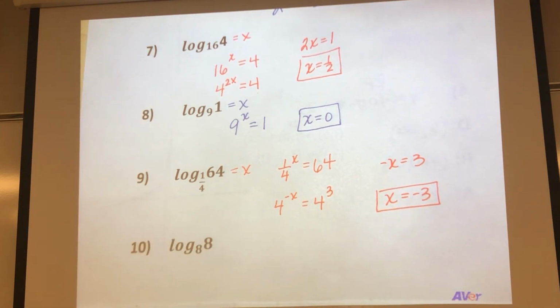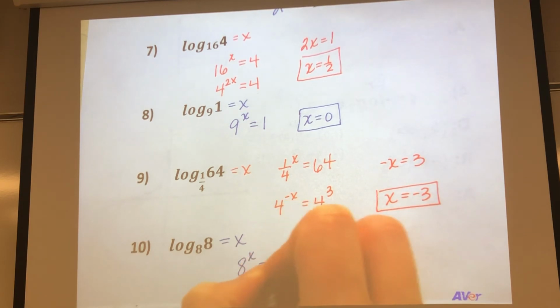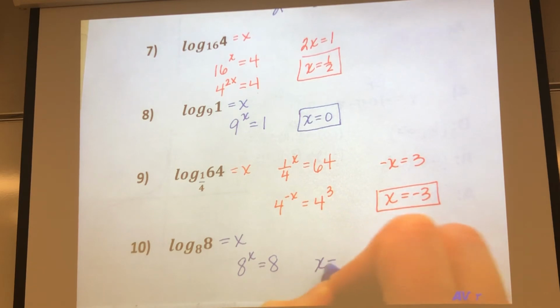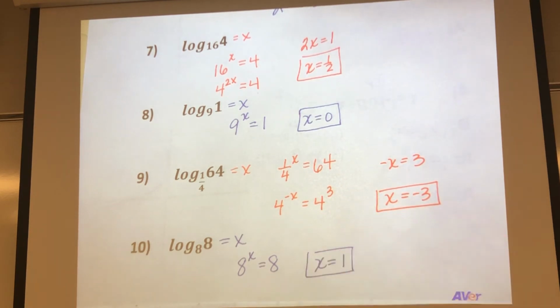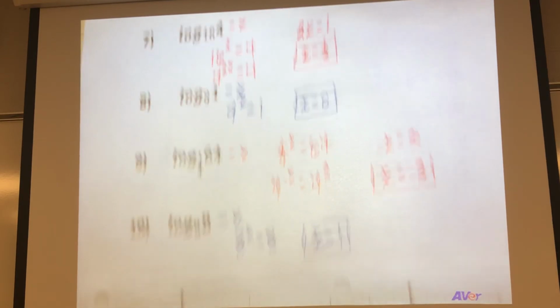All right. Then we have log of 8 base 8. Set it equal to x. 8 to the x equals 8. Our bases are already the same, making our exponents equal. So x equals 1. Anytime your base and your argument are the same, it will always equal 1.